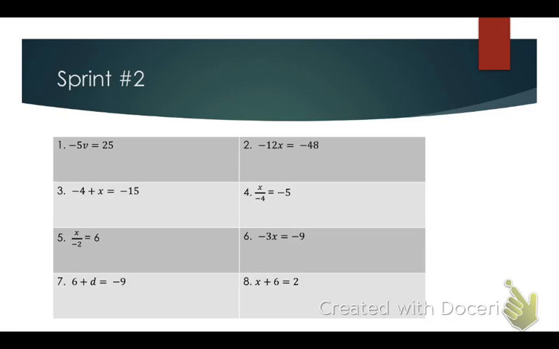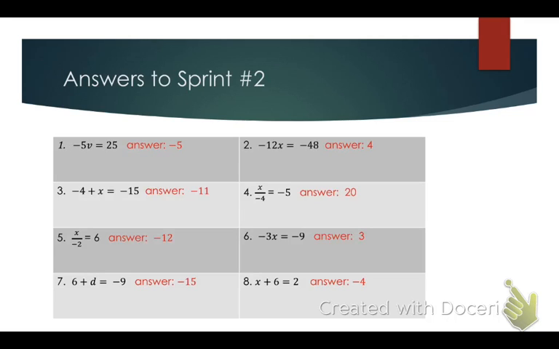Okay, it is time to check your answers. Number 1 is -5. Number 2, the answer is 4. Number 3, -11. And 4, your answer is 20. Number 5, -12. And 6, your answer is 3. And 7, your answer is -15. And 8, your answer is -4.